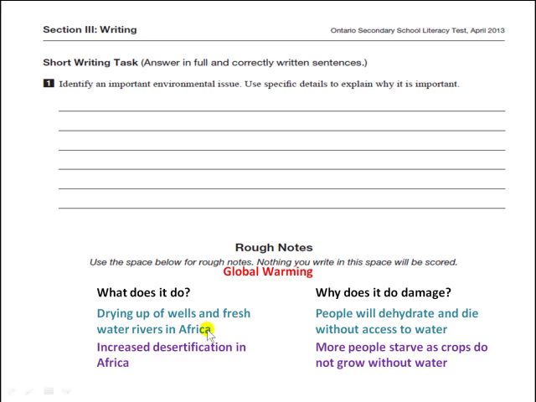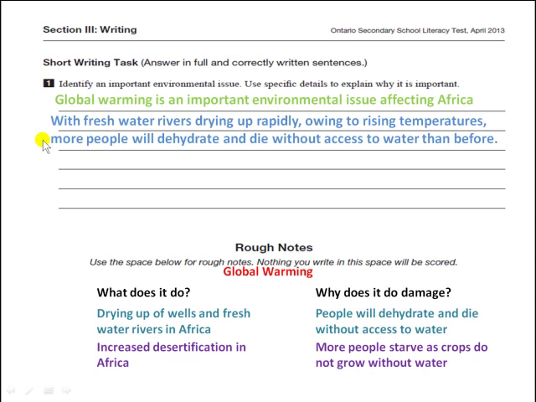And therefore I have my two proofs indicated in the blue and the purple, and I'll conclude therefore by saying that global warming is a serious concern for the people of Africa. Now let's go APE. Let's first assert. Global warming is an important environmental issue affecting Africa. That's the first asserting point, and it explains what the environmental issue is. We now need to use the blue and the purple components to prove our case.